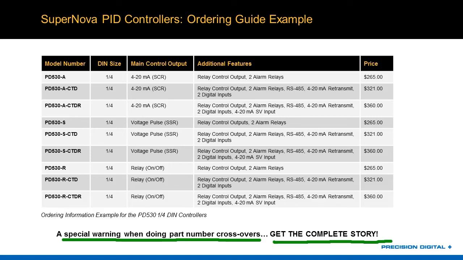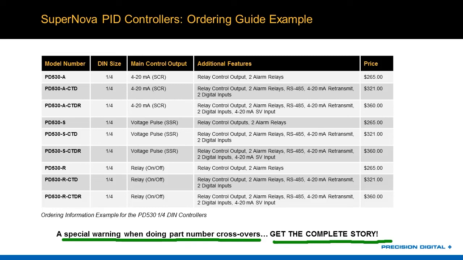So for example, if someone were to try to cross a SuperNova unit over to a Watlow unit, well, is this a heating and cooling unit or not? Because a SuperNova could be. They could be using that cooling relay output. Probably they aren't, but they might be. And they need to know the story of the application and know if they should be quoting a heating and cooling unit or not. It works the same way the other way around.